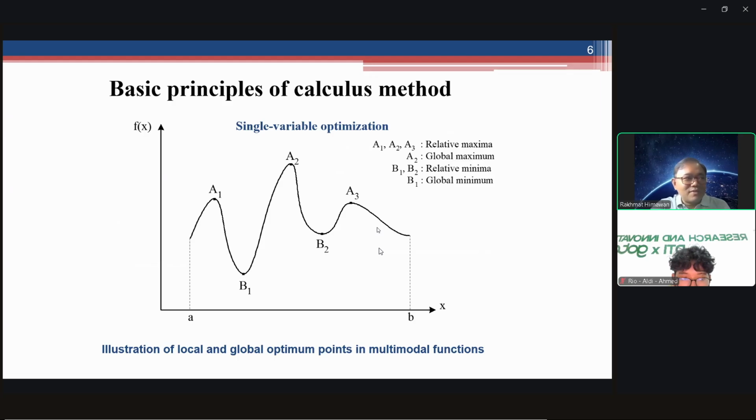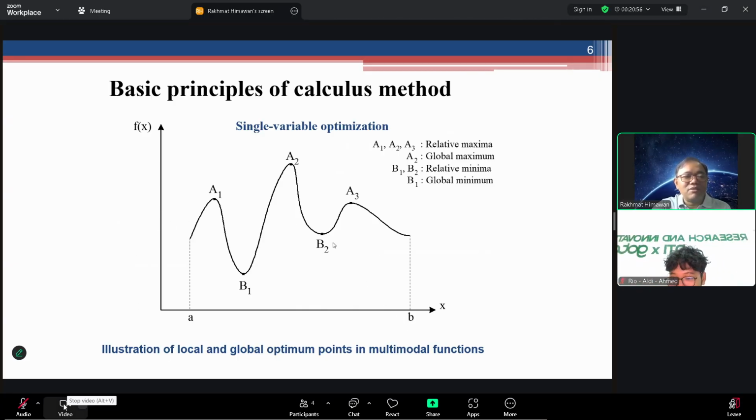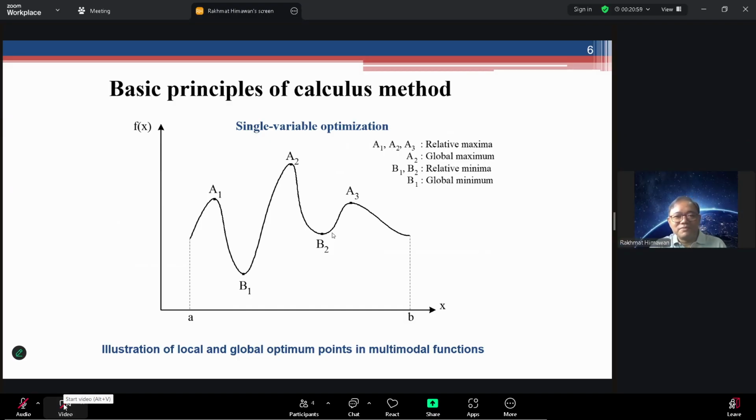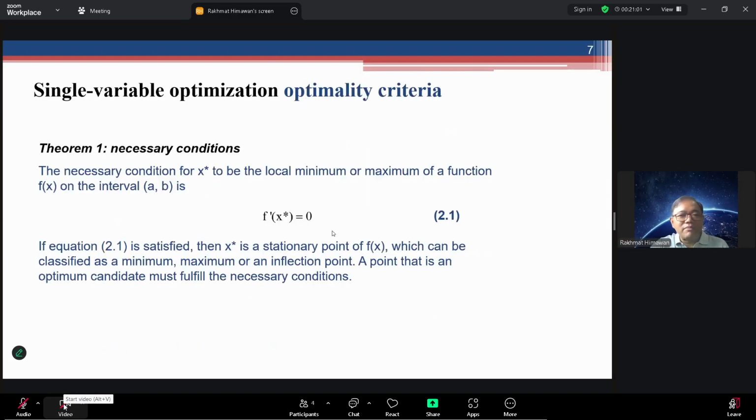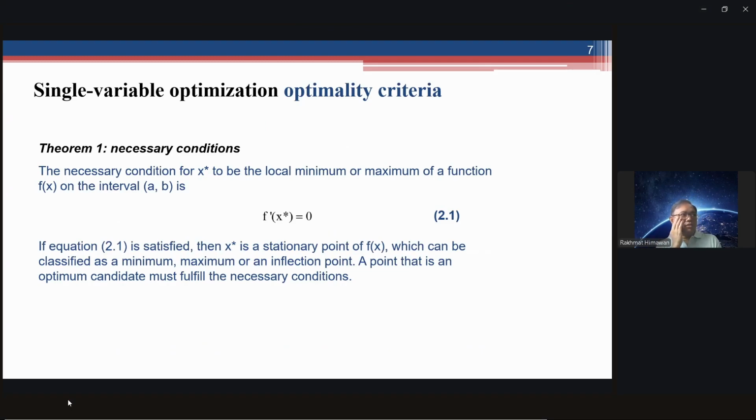Do you want to find out between A and B in this function whether there is any maxima, minima, global, local, or anything? That's why we have developed this. Two terms. First is necessary conditions. Necessary means you have to have it.